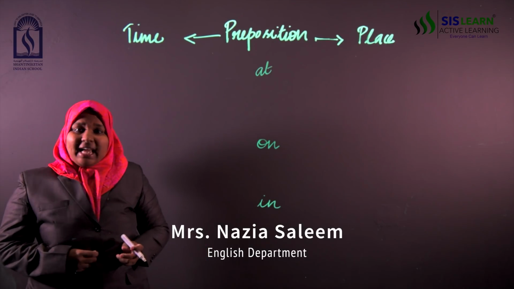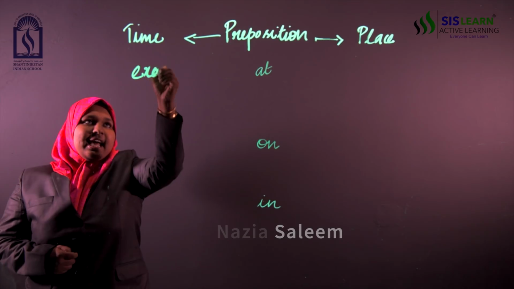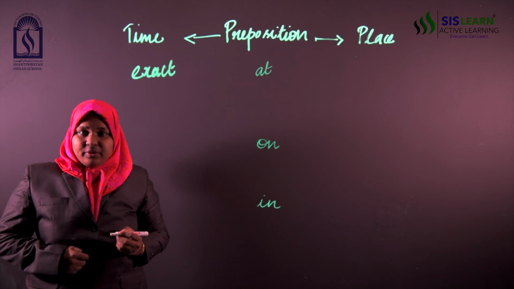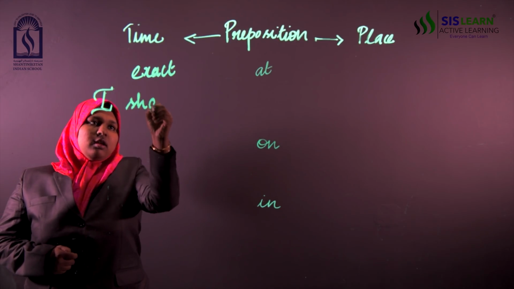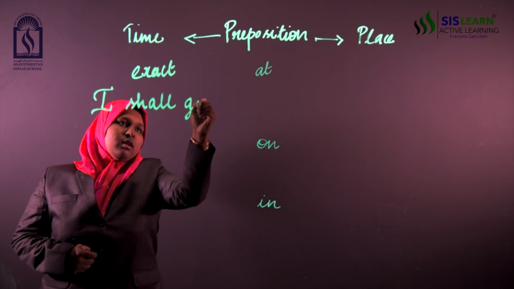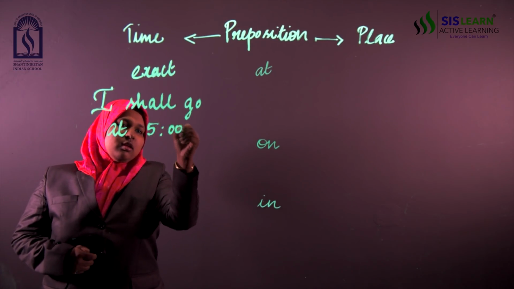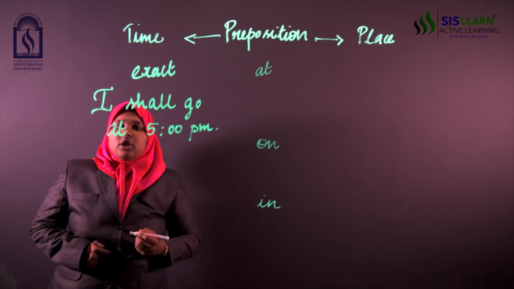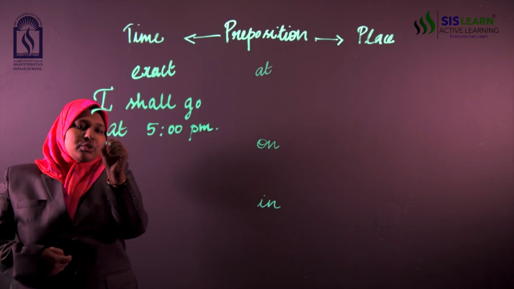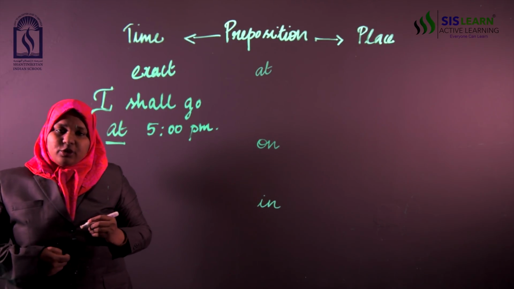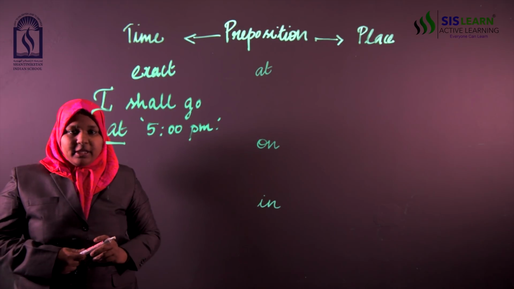Talking about the first one, at, in relation to time, it denotes an exact point of time. For example, I shall go there at 5 p.m. So here, at is the preposition used to denote the exact time, which is 5 p.m.